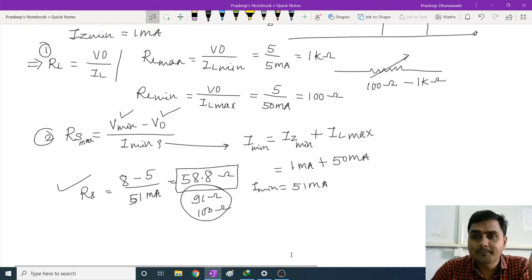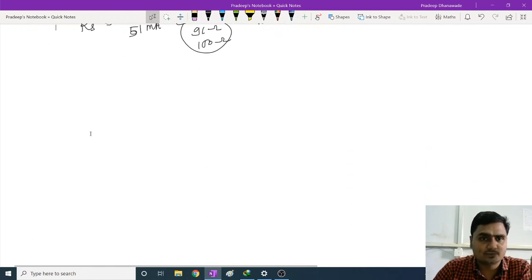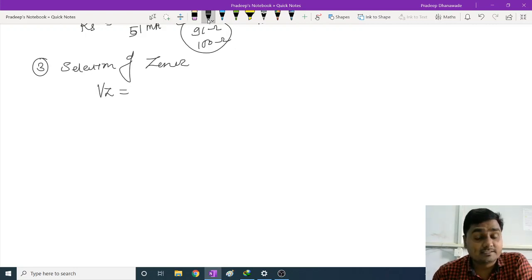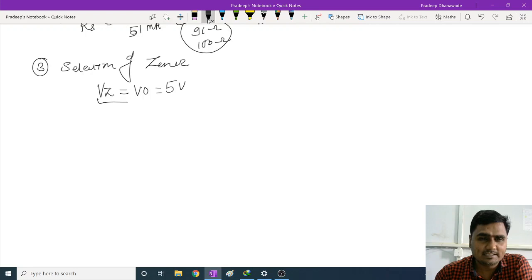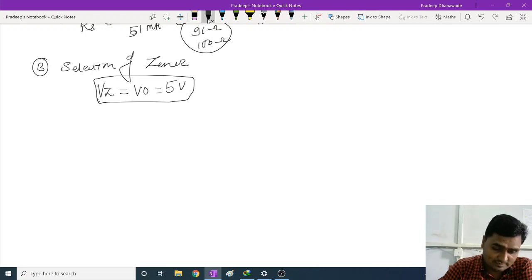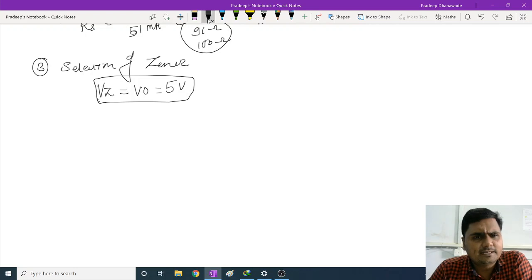Now what else is there? The most important thing is the selection of the Zener, which we forget. Now the third thing is selection of the Zener. I told you how to select a Zener. First important parameter is the Zener voltage Vz, which is nothing but your output voltage VO, which is given, that is 5 volt. So this is already given, so it is done. VO is equal to 5 volt. We have to select a Zener of 5 volt only.